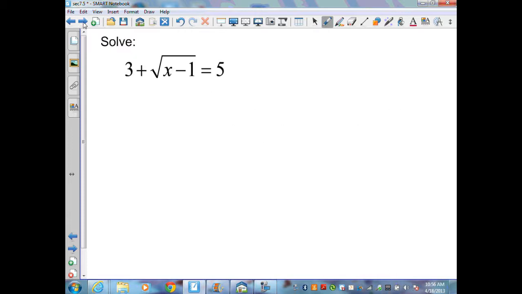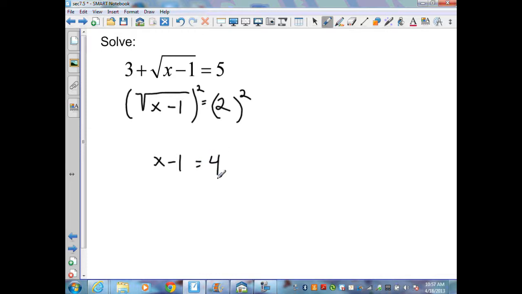Here's our first example. Step 1 is to isolate our radical. So to do that, we're going to subtract 3 from both sides. That gives me the square root of x minus 1 equals 2. Now I want to take the square of both sides. The square of a square root leaves us what's on the inside, which is x minus 1. And on the right side, 4. That gives me x equal to 5.